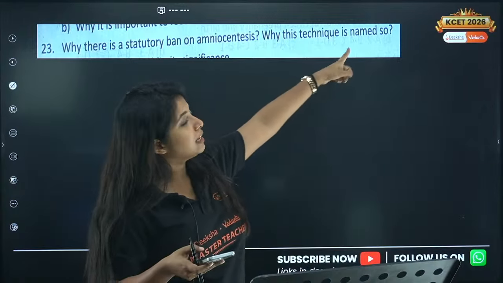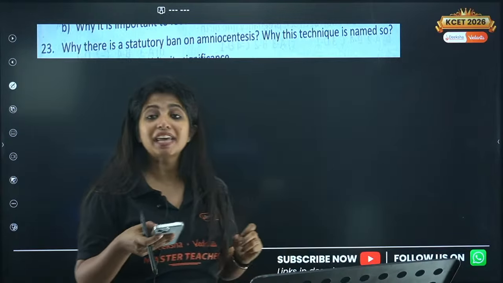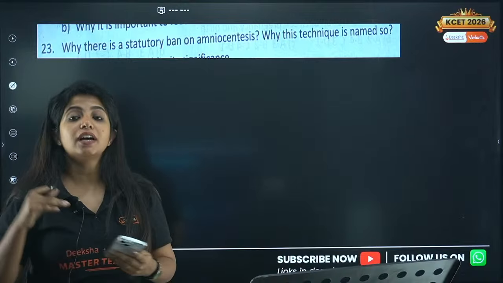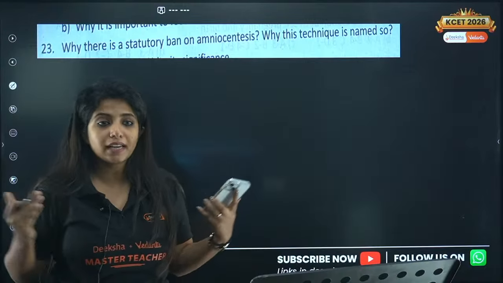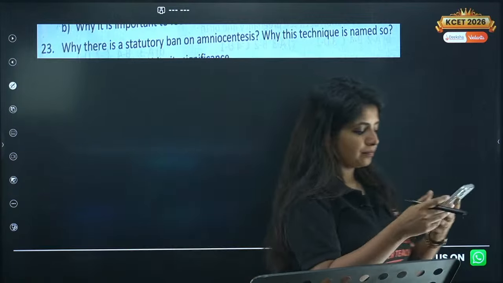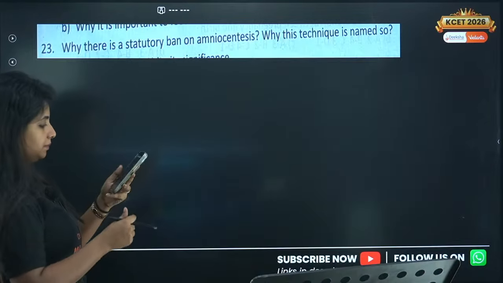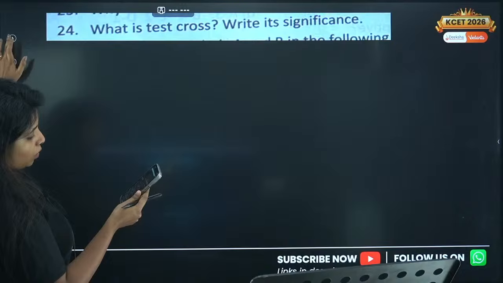So why is this technique named so? Why do you call this amniocentesis? Over here you are going to take the amniotic fluid which is around the embryo, around the fetus. You're going to take that. That is why it is known as amniocentesis. Fine. So that is your answer. Now going ahead to the next question.